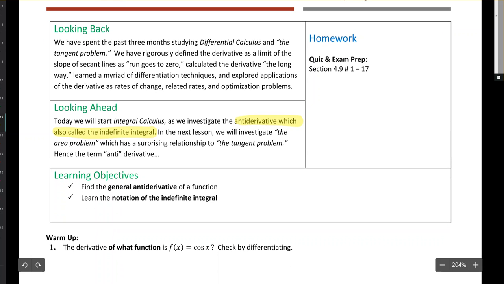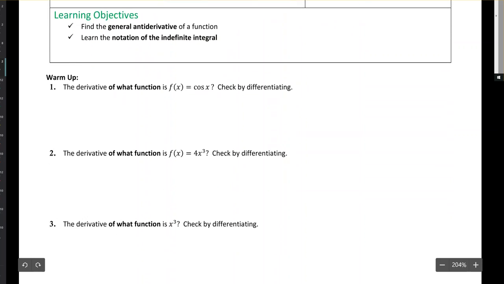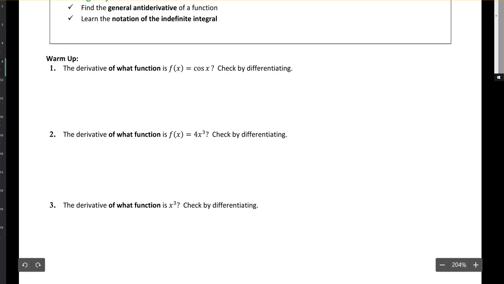In the next lesson, we're going to investigate the area question, and there's a surprising relationship between the tangent question and the area question, and you might be able to guess at it given that we're starting to talk about antiderivatives. In this lesson, we have 2 learning objectives. We're going to find general antiderivatives and then learn the indefinite integral notation for asking that same question, go find the general antiderivative.